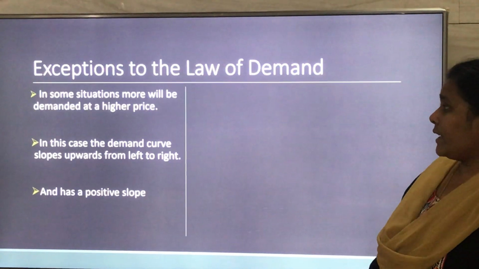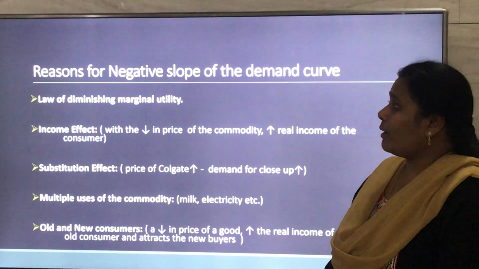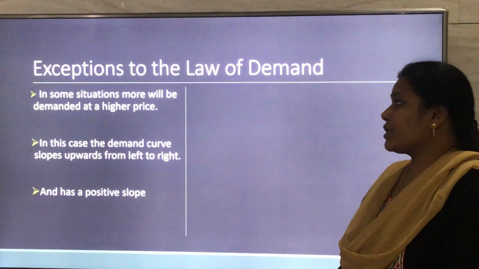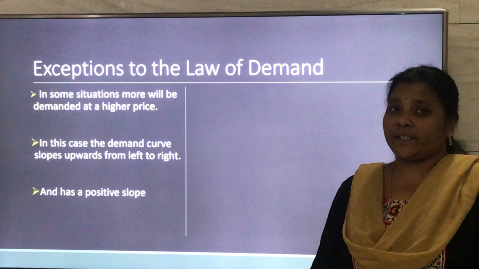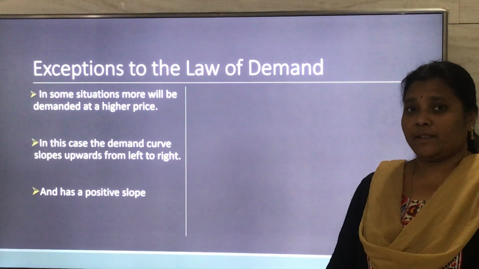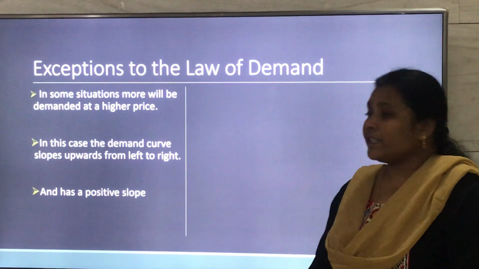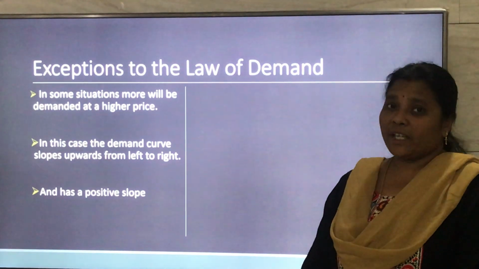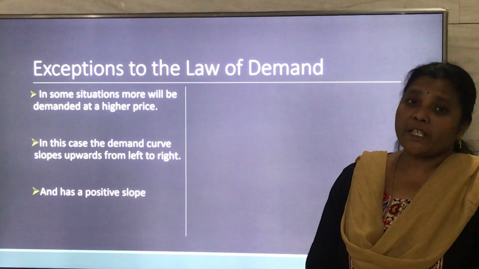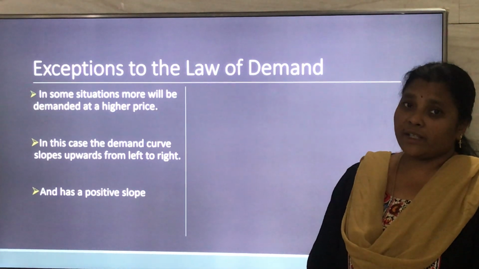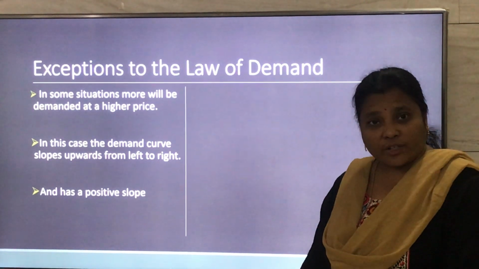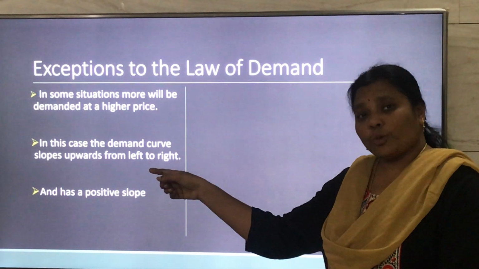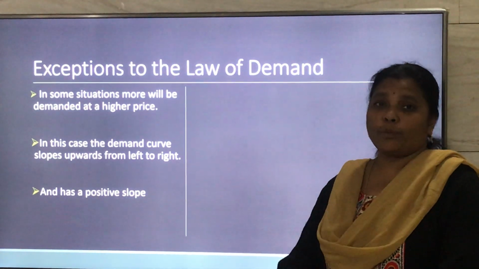Now let us proceed with the exceptions to the law of demand. In the case of exceptions to the law of demand, there are some situations where more will be demanded at a higher price. In that case, there prevails a direct relationship between price and quantity demanded. More of the commodity is demanded at a higher price, and because of this direct relationship the demand curve slopes upwards from left to right. This slope of the demand curve is called the positive slope of the demand curve.